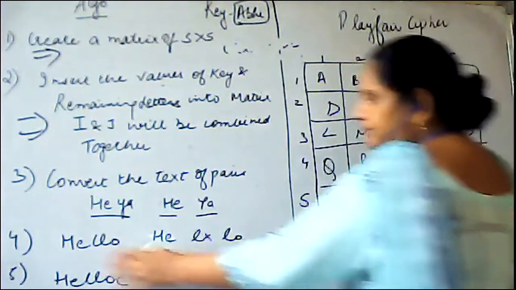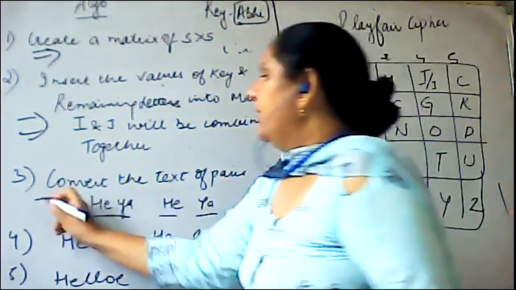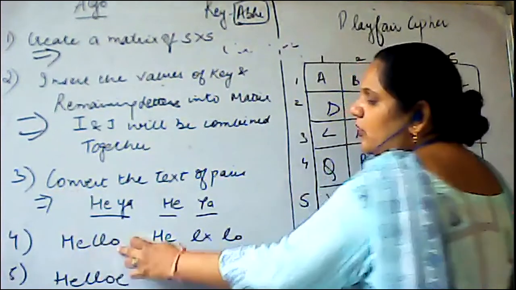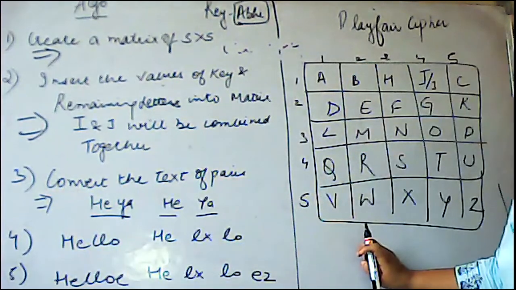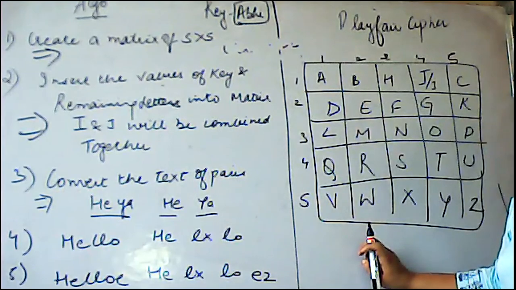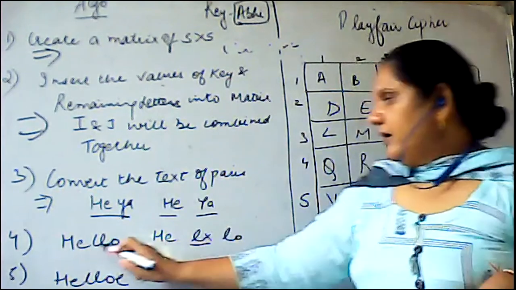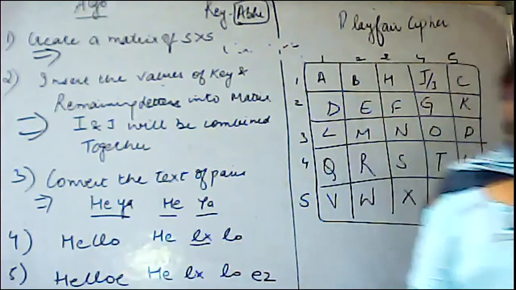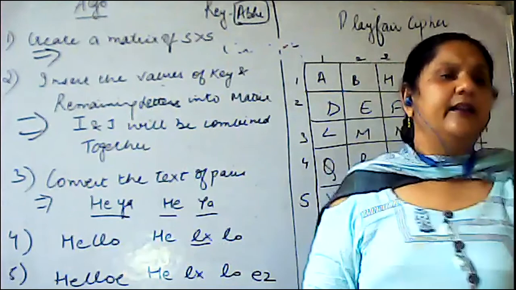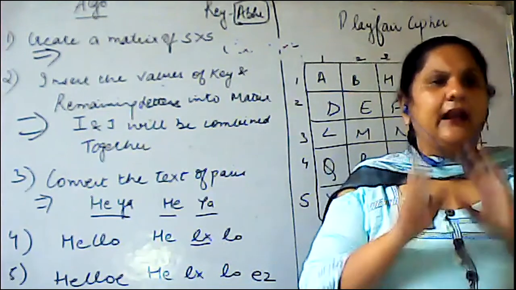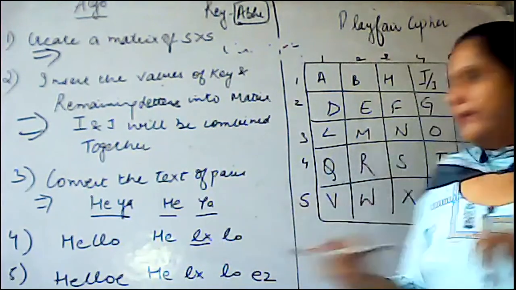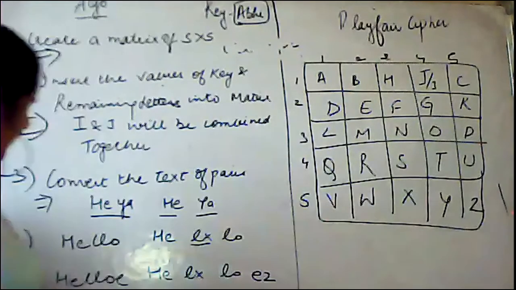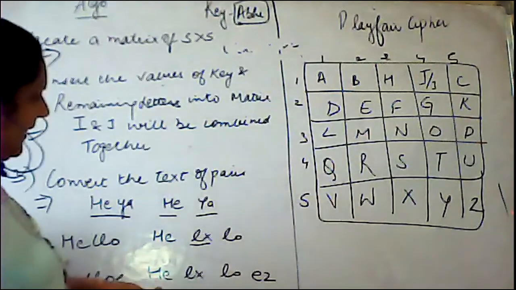For example, rule number 4. If some alphabet is repeating itself, like in HELLO, L is repeating twice. So after the first occurrence, put X. HE, then LX, and LO. Wherever there are repeated alphabets, break it at the first occurrence and append X to it. So HELXLO. For example, another word is given to you as HELLOE.